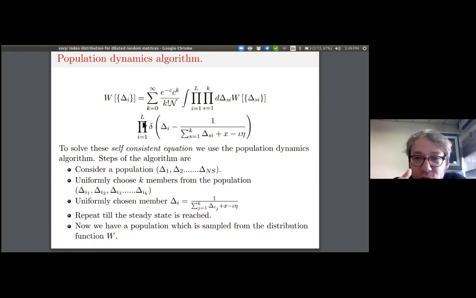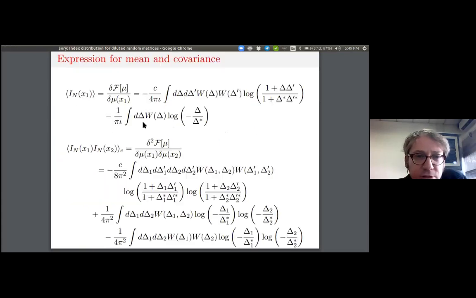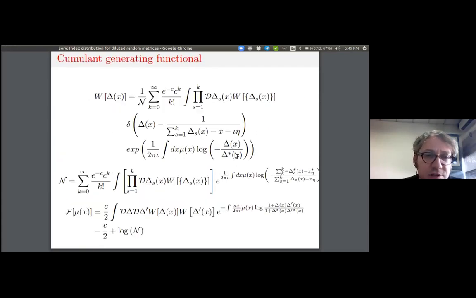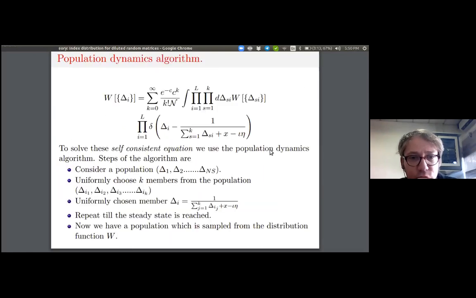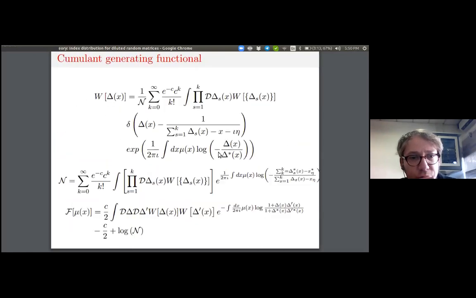So first, congratulations for the work. Very, very nice. Very interesting. Can you go back to the population dynamics where you have this mu of x, this function, just for me to understand a bit better. So if I understand well, what you did now, you plotted, for instance, the index as a function of x. And in this case, how did you choose mu of x?